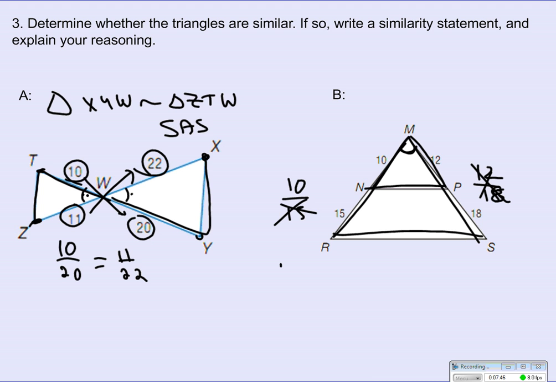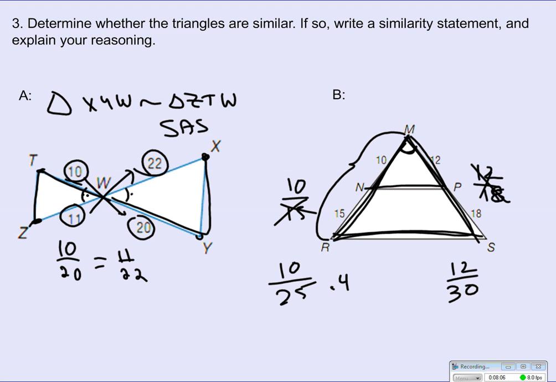You do use 10, that is correct, but you use 10 over the whole thing because you're comparing it to the big triangle. So it's 10 over 25, and this is going to be 12 over 30. So this is going to be 0.4. This is also going to be 0.4.